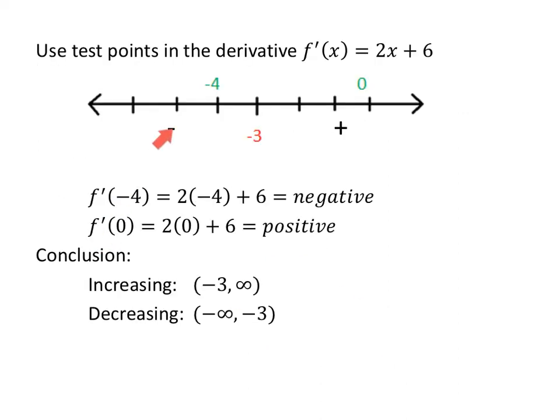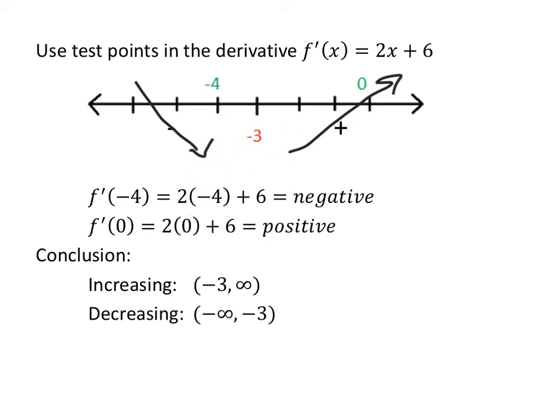Remember, we're testing these test points, the ones in green, in our derivative. I want to know if the derivative is positive or the derivative is negative. So when I put negative 4 in the derivative, I get a negative answer. I don't care that it's negative 2. I care that it's negative. When I put 0 in the derivative, I get a positive answer. I don't care that it's 6. That's cool. Nice. Way to go, 6. But it doesn't matter. We care that it's positive. So if I am decreasing to the left and increasing to the right, it makes sense that we're going to use the first derivative test to draw the conclusion that we have a minimum here.